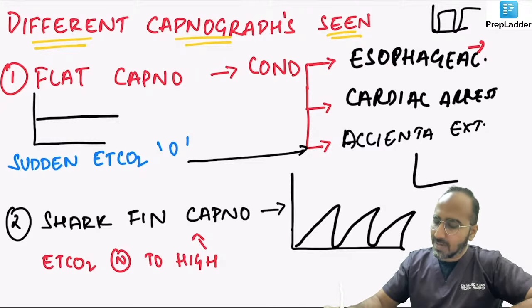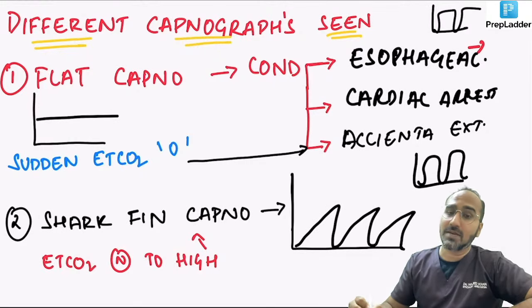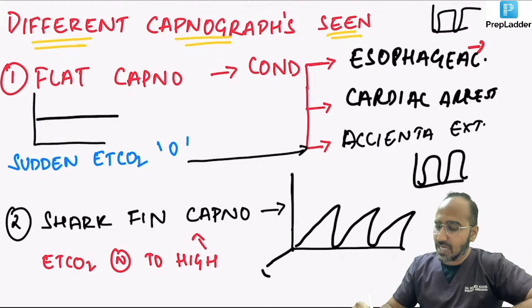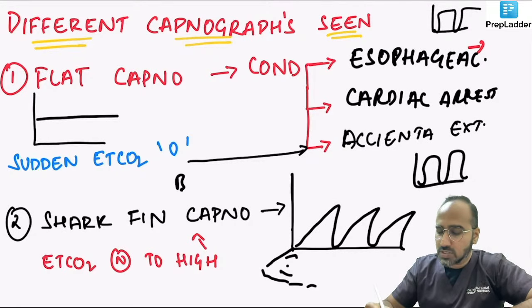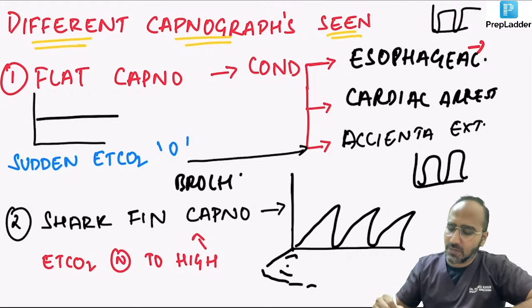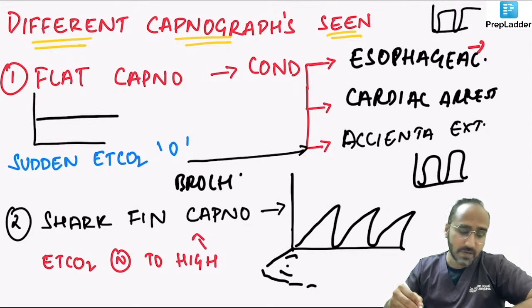Okay, normally it should come like this, guys, but it is appearing like this. Shark fin means what? It looks like a shark. This is commonly seen if the patient is having bronchospasm. And how will be the EtCO2 value? It will be normal to high. Shark fin capnography in case of bronchospasm.